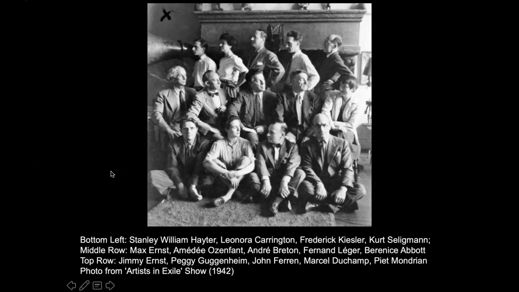And here is a photograph I thought was interesting. These are a lot of the important surrealists and other important people at this time. This is from the Artists in Exile show, 1942. So we have Max Ernst here. This is Leonora Carrington. We've got everyone from Marcel Duchamp, Piet Mondrian, big names in here, including Peggy Guggenheim. Top row here, there's Peggy. She actually ended up getting Max out of Europe, and she was able to produce some shows for him here in the U.S.